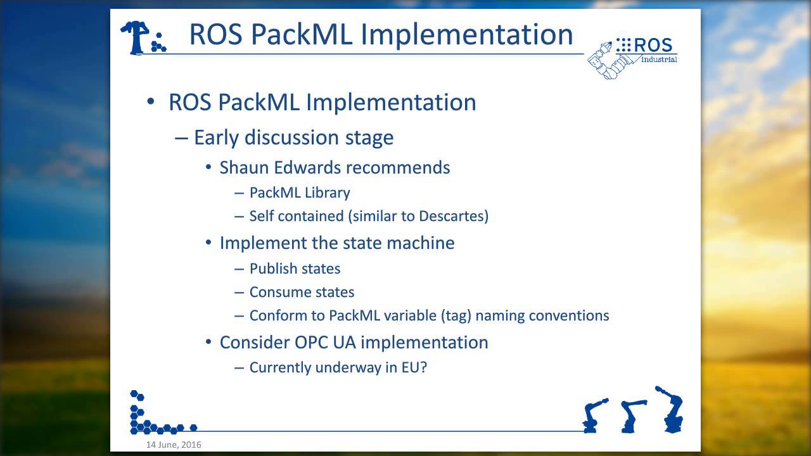We're going to leverage Sean heavily. We're going to try to keep it in a PackML library that's self-contained like Descartes, which will be handy. And implementing the state machine, these are the kind of open-ended questions right now. How are we going to do this and make sure that it works, conforms to the ROS standards and everything, and that we make it work?